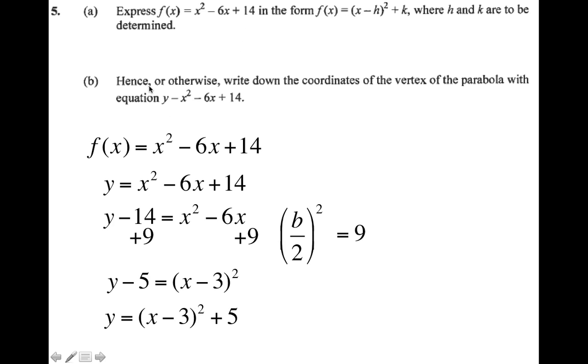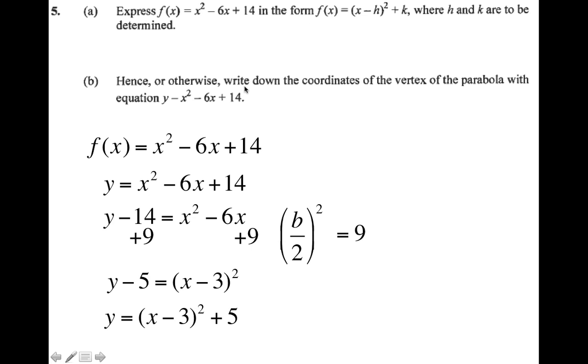B says, hence or otherwise. Okay, whenever you see that on a test, hence means as a result of the work that you've done, and otherwise would mean basically take what you've done and show something that is in contrast to that. But in this question, it's hence.